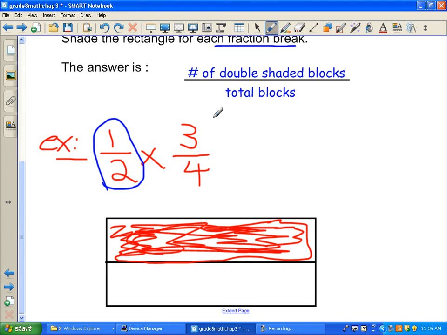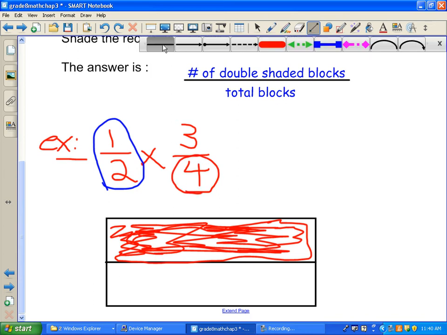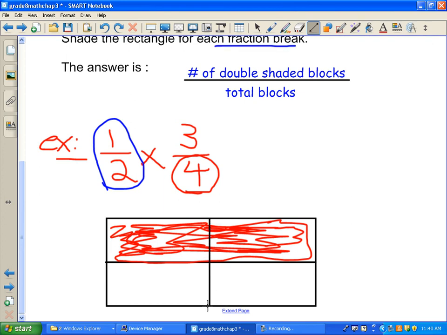Now I'm going to go ahead and break up my rectangle vertically or up and down slices. And how many slices will I have? I'll have 4 because the bottom of the denominator is 4. So let's take this and break it into 4 nice pieces. Even if you don't draw it perfectly, you can still get the idea of how you're supposed to break it up. So now I've sliced it into 4 pieces going across.